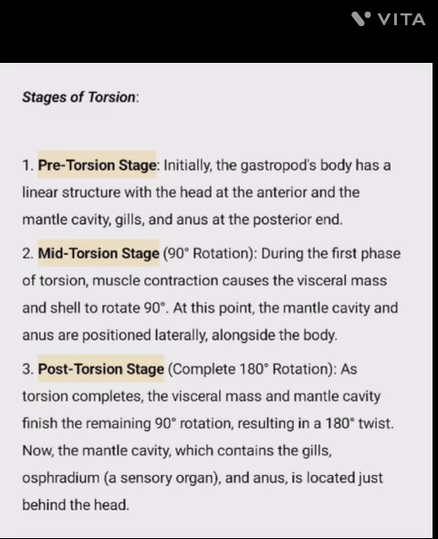Stages of torsion. 1. Pre-torsion stage. Initially, the gastropod's body has a linear structure with the head at the anterior and the mantle cavity, gills, and anus at the posterior end.